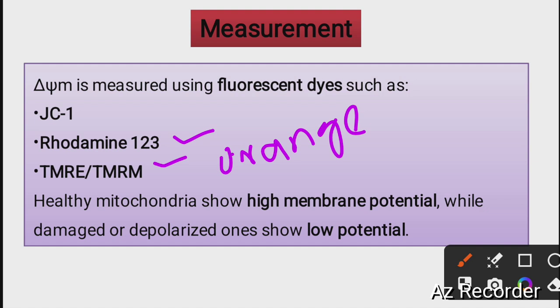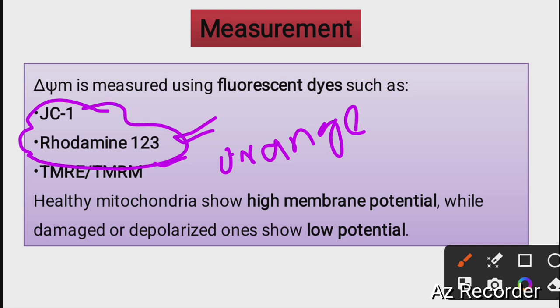So how are we going to measure this? The intensity of orange fluorescence correlates directly with the mitochondrial membrane potential, right? A drop in fluorescence indicates the loss of polarization. And the main use of TMRE is that it is mainly suitable for monitoring dynamic changes in mitochondrial membrane potential in live cells. That is the very important thing here: it is mainly used in live cells, and commonly used in flow cytometry and fluorescence microscopy, right? These are the main things about these two.